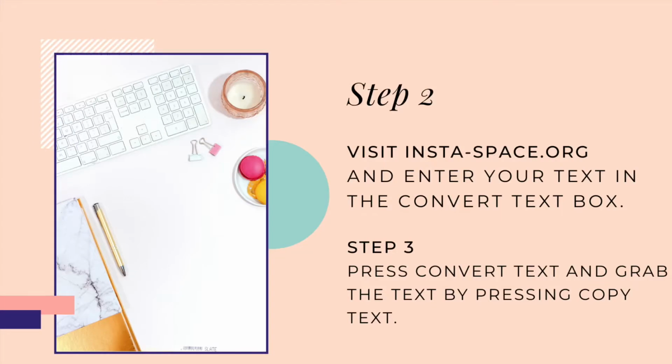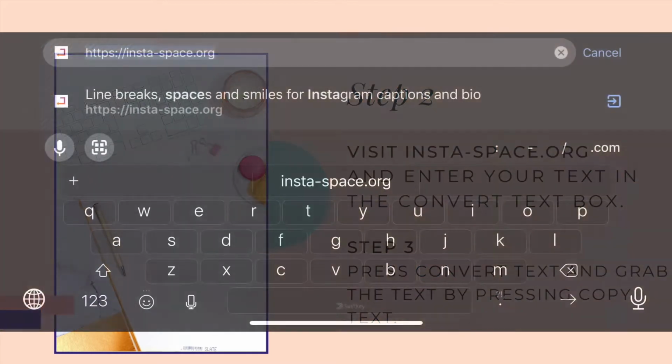In the next step, you're going to visit instaspace.org and enter in your text in the convert text box. In step 3, you're going to press convert text and then grab the text by pressing copy text. So let's see how that's done here.